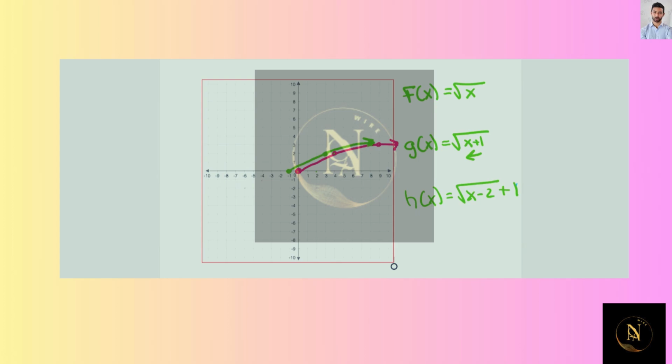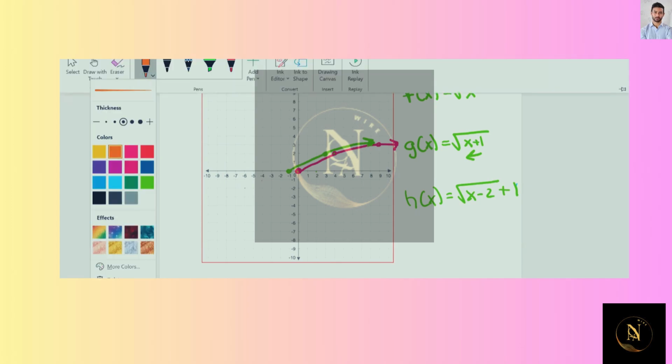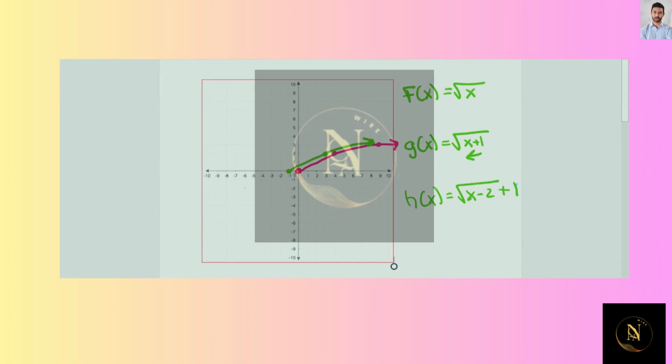And then our final example here, we have h of x equals the square root of x minus 2 plus 1. So since the equation has a minus sign in it, this is a positive 2. It's moving 2 units to the right and 1 unit up. And this is moving from the parent function. We always go back to our original function.